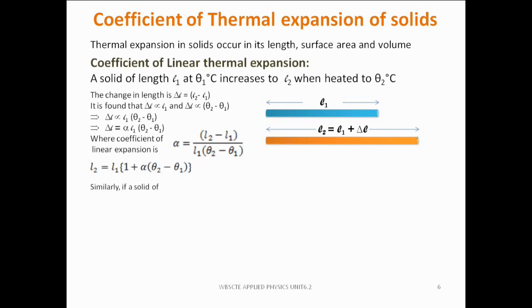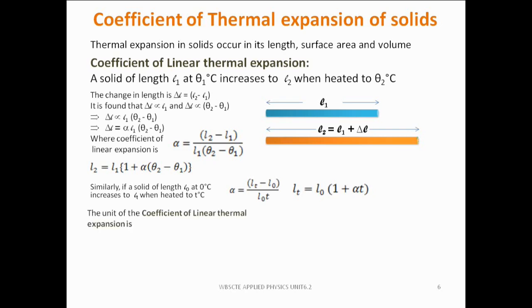Similarly, if a solid of length L0 at 0 degrees Celsius increases to Lt when heated to T degrees Celsius, then we have alpha equal to (Lt minus L0) by L0 T, that is, Lt is equal to L0 into (1 plus alpha T). The unit of the coefficient of linear thermal expansion is per degree Celsius in CGS or per Kelvin in SI. The list of coefficients of linear thermal expansion is shown in the table on the right side.